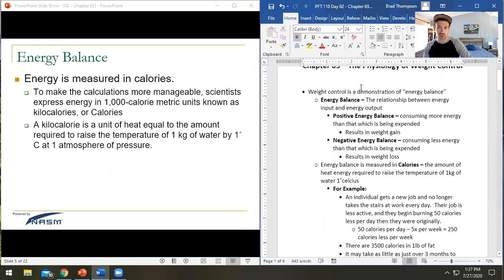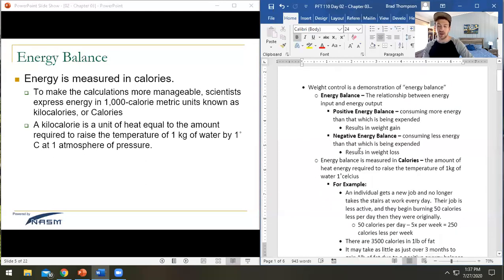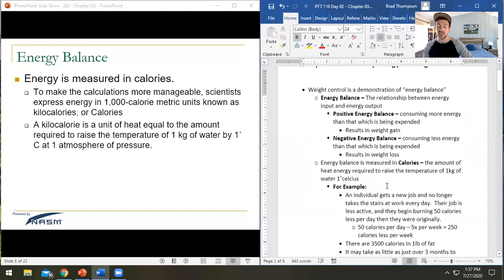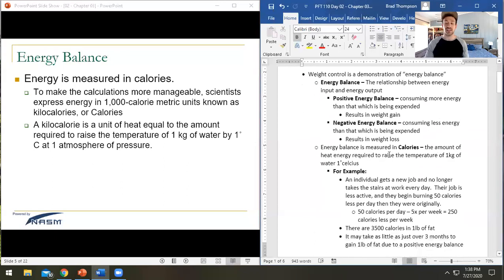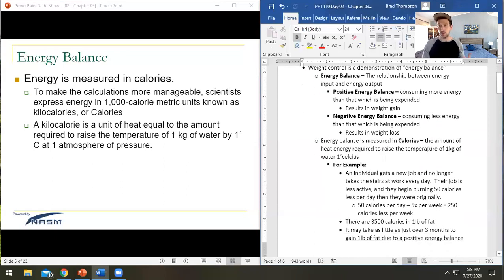So when we're talking about energy, we're going to use calories as our unit of measurement. A calorie is nothing more than a unit of measurement that measures how much energy is in certain foods. An inch represents length, a second represents time. A calorie is not something that's physical. It's just something that we use to understand the universe we live in. They're a unit of measurement. So energy balance is going to be measured in calories.